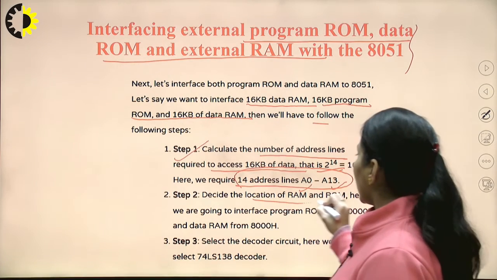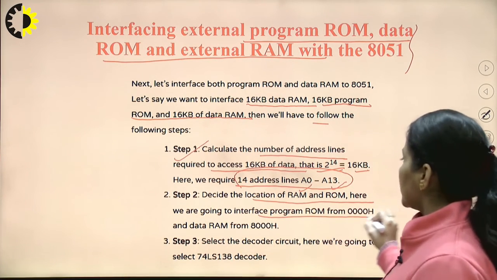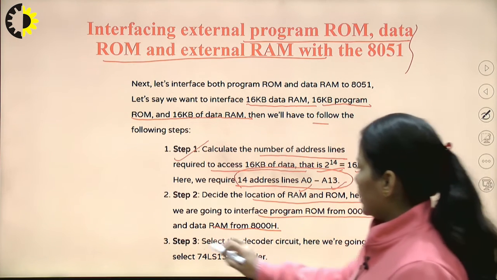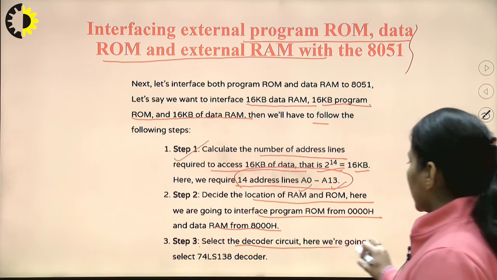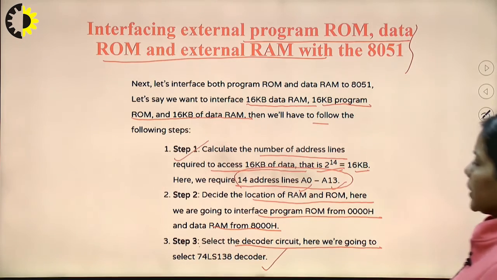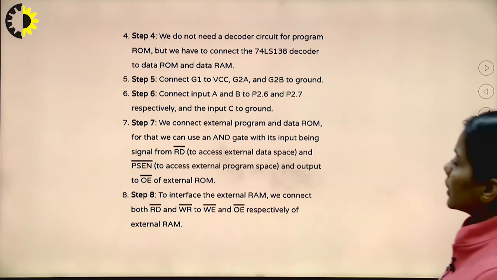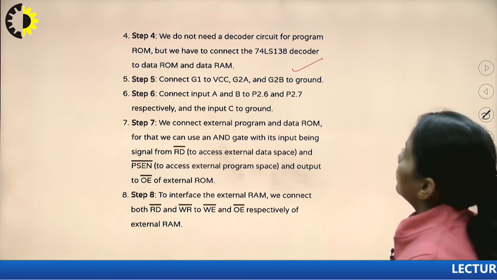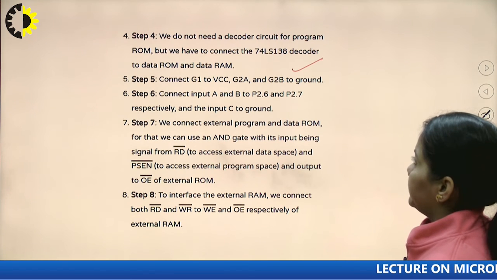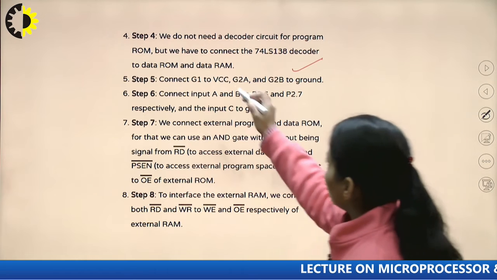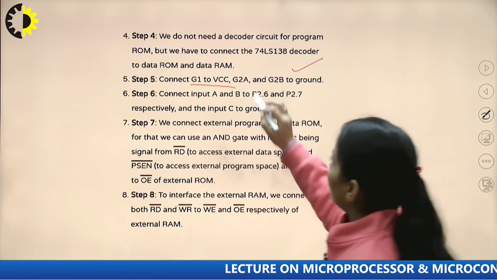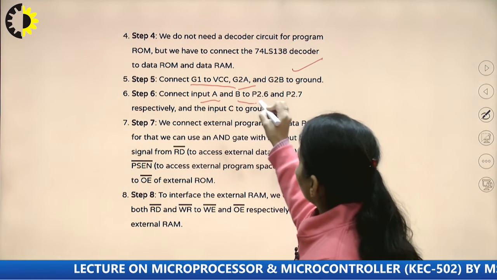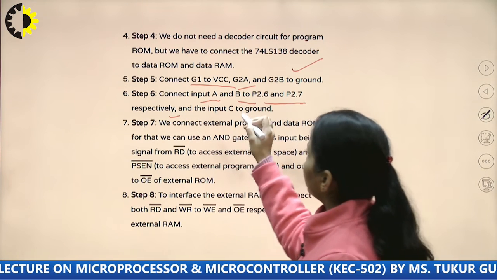Now, decide the location of the RAM and the ROM. Here we are going to interface program ROM from 0000H and data RAM from 8000H. Now, in step 3, we will select the decoder circuit. Here we are going to use the typical decoder, that is 74LS138. We do not need a decoder circuit for program ROM, but we have to connect the decoder to the data ROM and the data RAM. Connect G1 to VCC. You know that this is the chip enable pin, G2A and G2B to the ground. Now connect inputs A and B to P2.6 and P2.7 respectively and the input C to the ground.